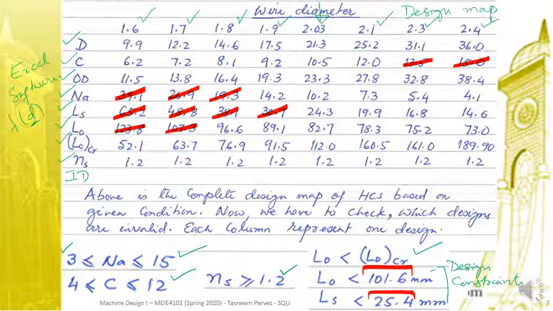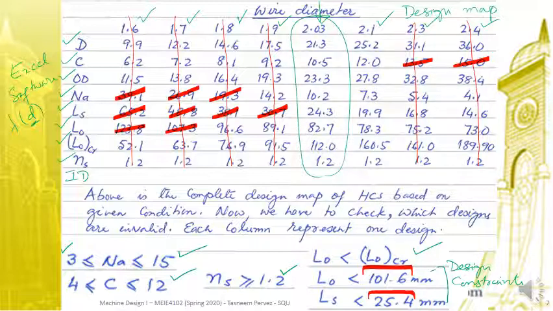Now if you look at this, you can see, is this column acceptable? No, unacceptable, because there are so many violations. This design is unacceptable. This design is unacceptable. This design is unacceptable. So I am left with only two choices: one is this choice and one is this choice.